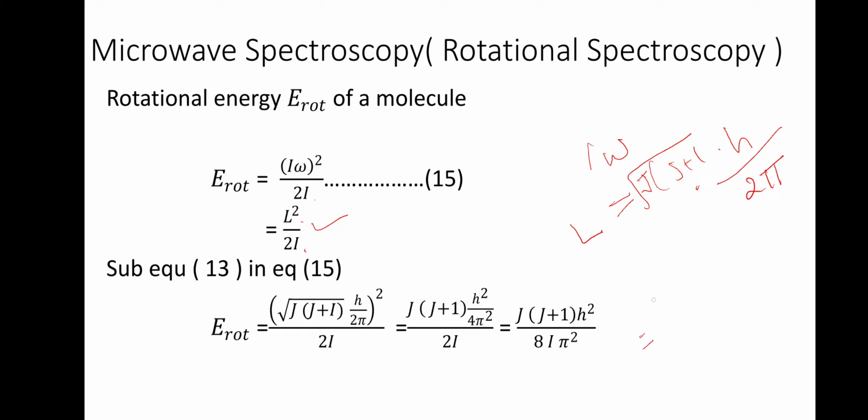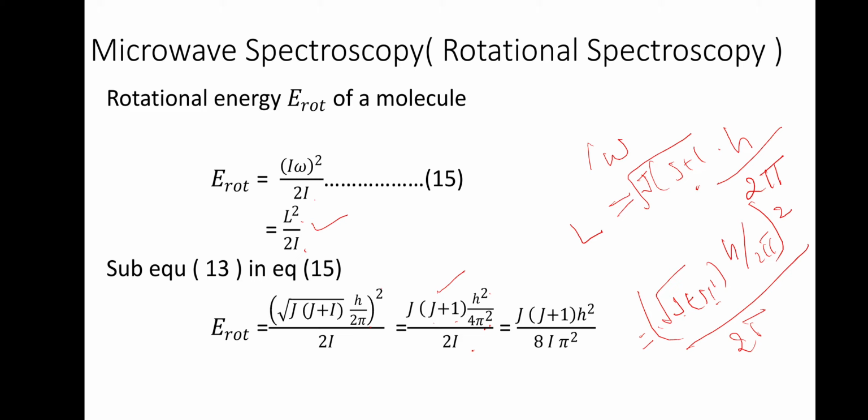Rotational energy is equal to the square root of j into j plus 1 into h divided by 2π, that whole squared, that is L squared, divided by 2I. So the square root of j into j plus 1, squared, becomes j into j plus 1. This becomes h square divided by 4π square. So j into j plus 1 into h square divided by 4π square, divided by 2I.